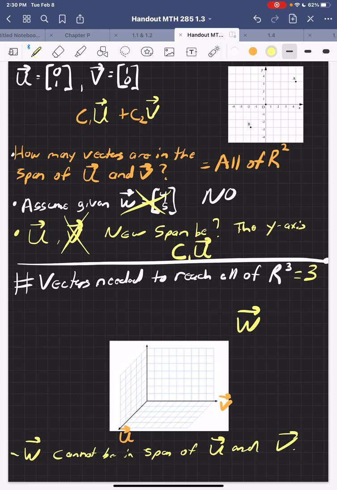That's first and foremost. If it was, I just got done explaining it to you. If this point here would be in the span of u and v, I could go over v and then up u, and I would be able to reach this point. But that might be helpful in other situations, not if you want to reach points in space, say along the z-axis. So first things first, this other vector w cannot be in the span of u and v.